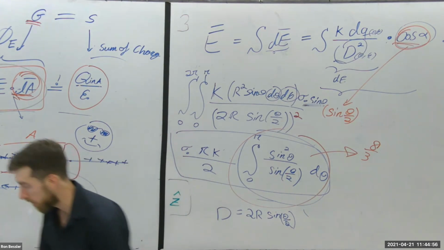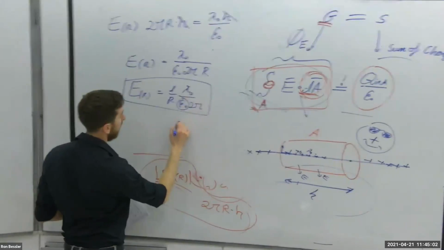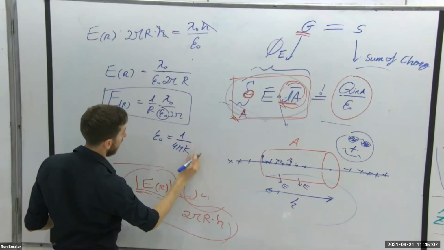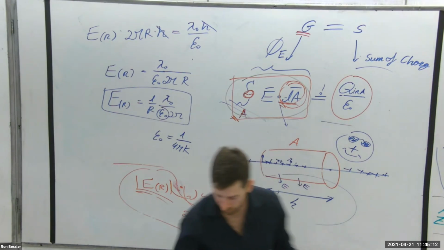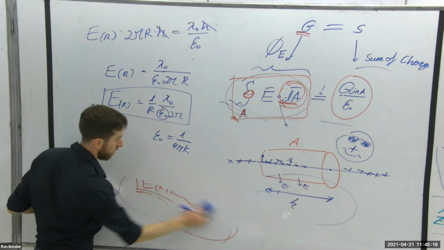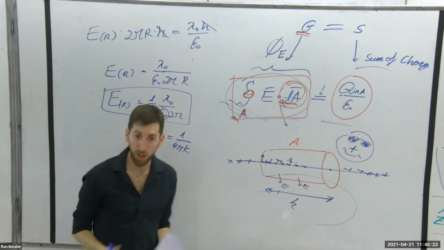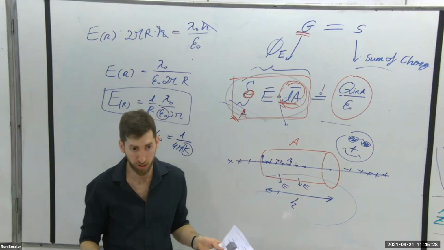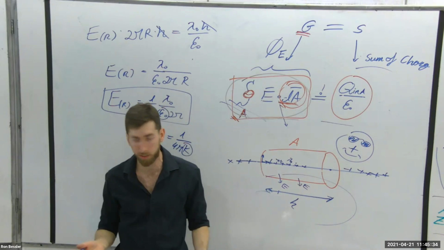Going back to this board, epsilon equals 1 over 4 pi k. Remember it? I have it in the book, I think. K was a constant found in experiments. A little bit of history: you have different K for different units of measurement. So I have this force, but I need to fix it by this constant K.